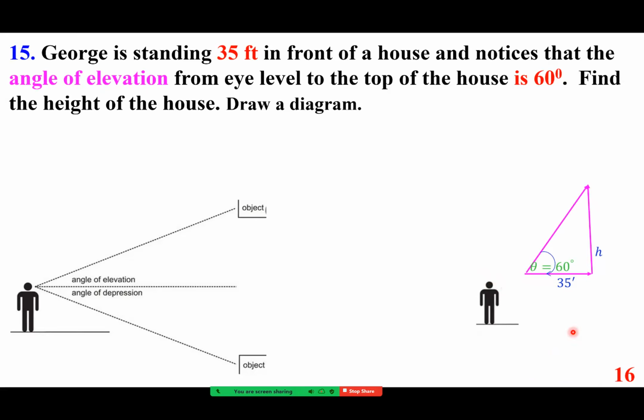So tan of 60 is h over 35, and h is 35 times tan of 60, and tan of 60 is square root of 3. It's one of those common angles. So 60.62 feet.